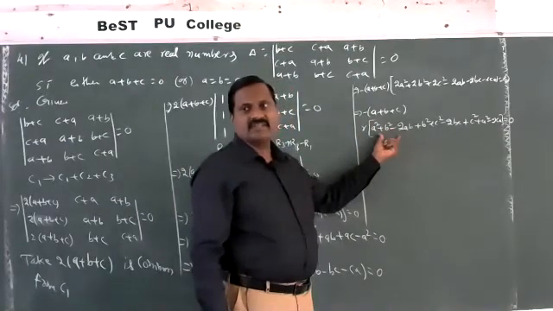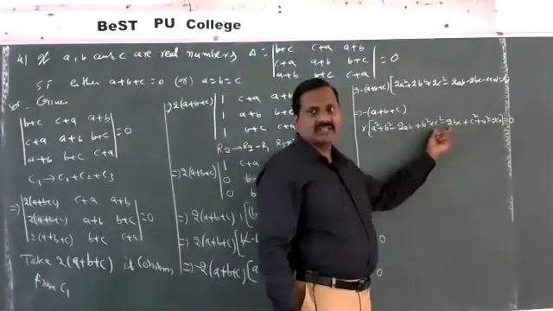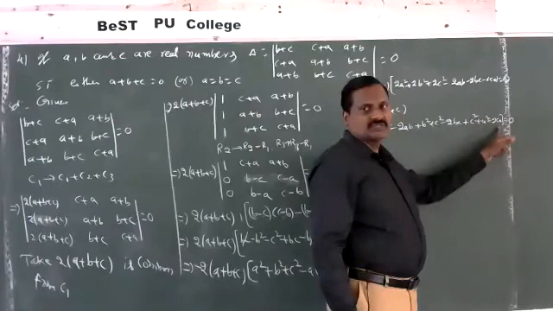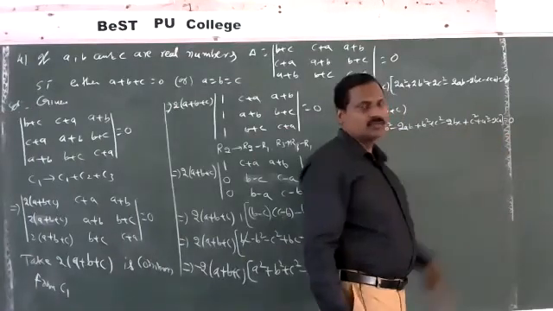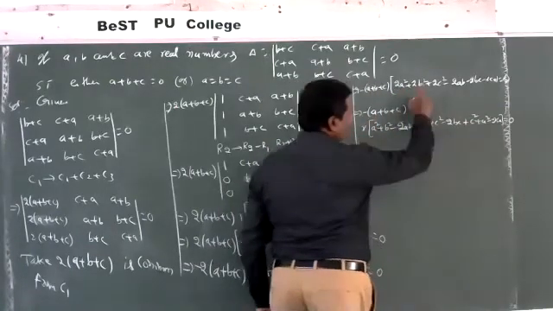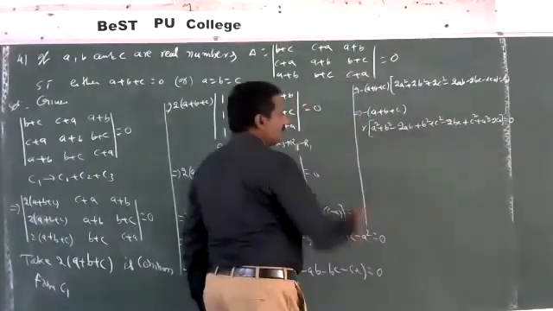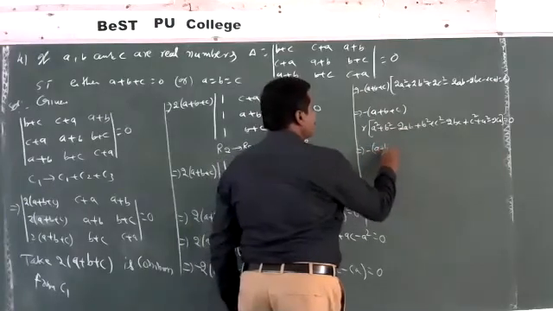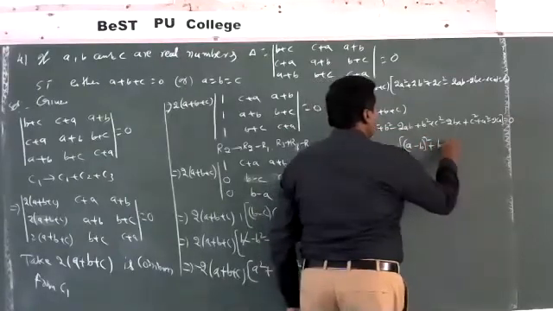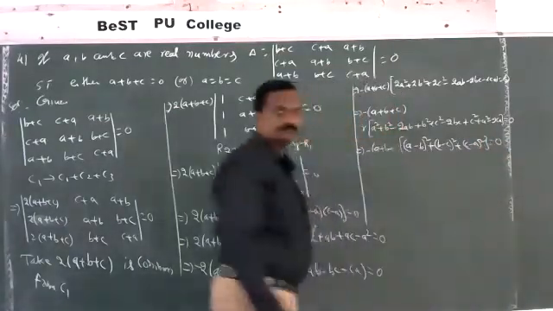This we can write as (a minus b) whole square. Here b square plus c square minus 2bc, we can write as (b minus c) whole square. Here c square plus a square minus 2ca, we can write as (c minus a) whole square. For that purpose, I wrote 2a square as a square plus a square, 2b square as b square plus b square, 2c square as c square plus c square. Now it is minus of (a plus b plus c) into [(a minus b) whole square plus (b minus c) whole square plus (c minus a) whole square] equal to 0.